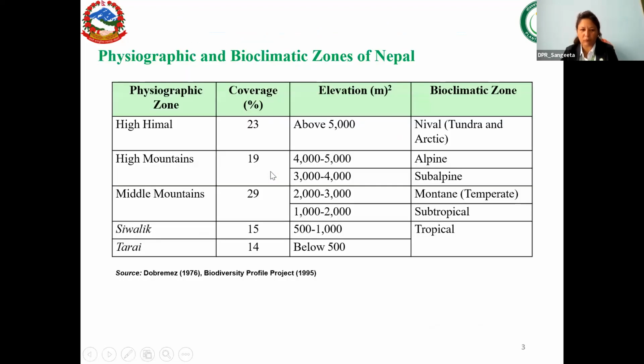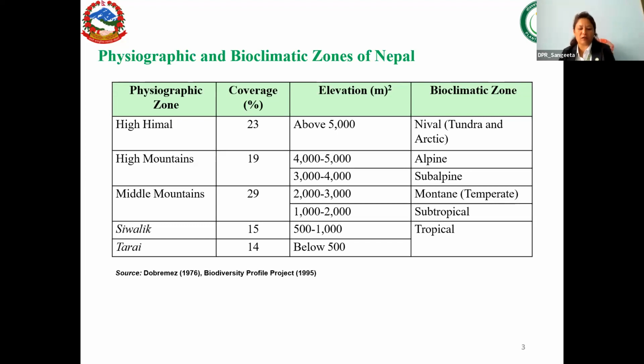In the physiographic and bioclimatic zones, in high Himal the coverage is 23%, which is above 5,000 meter elevation, and this bioclimatic zone is known as Nival zone, where we rarely find any vegetation. The high mountain coverage is 19%, and it is further divided into two bioclimatic zones: 4,000 to 5,000 is alpine, and 3,000 to 4,000 is known as subalpine region. In this region, very cold tolerant vegetation is found.